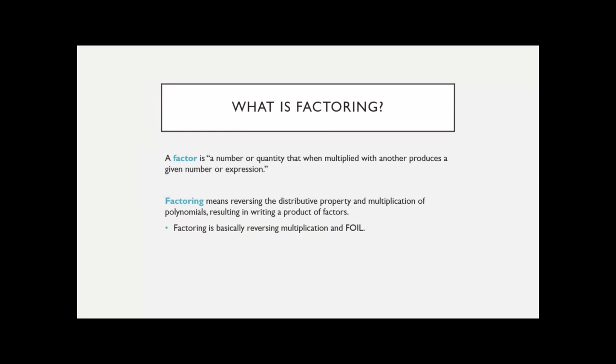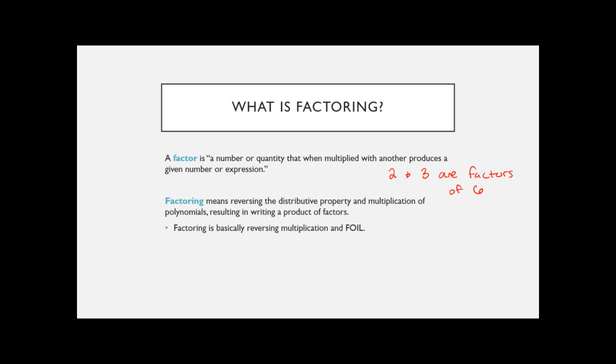So first off, what exactly is factoring? First, let's look at the word factor. A factor is a number or quantity, so it's a mathematical thing, that when it's multiplied with another, produces a given number or expression. This makes more sense if you see an example. 2 and 3 are factors of 6. You multiply those together and they get you 6. So numbers that can divide into something else are basically factors of that number.